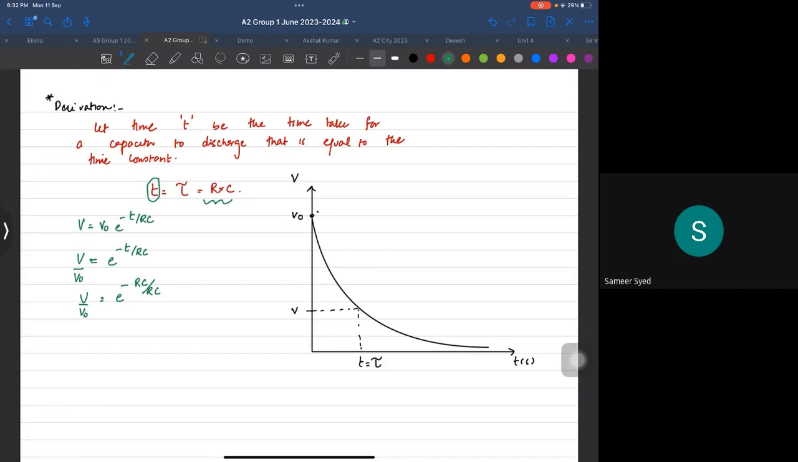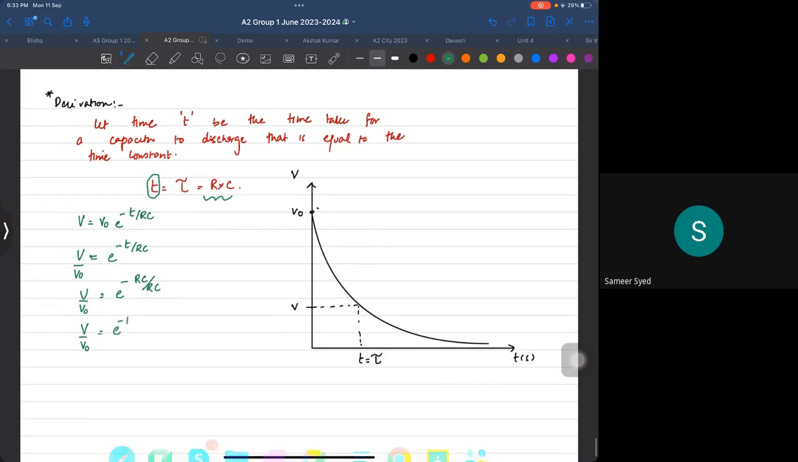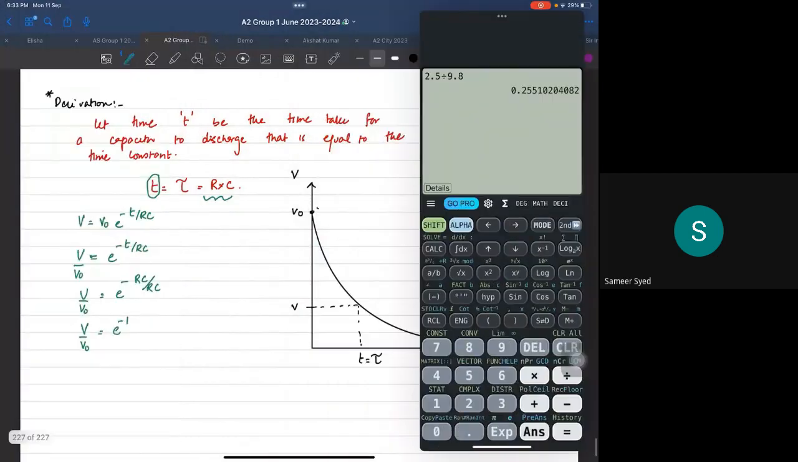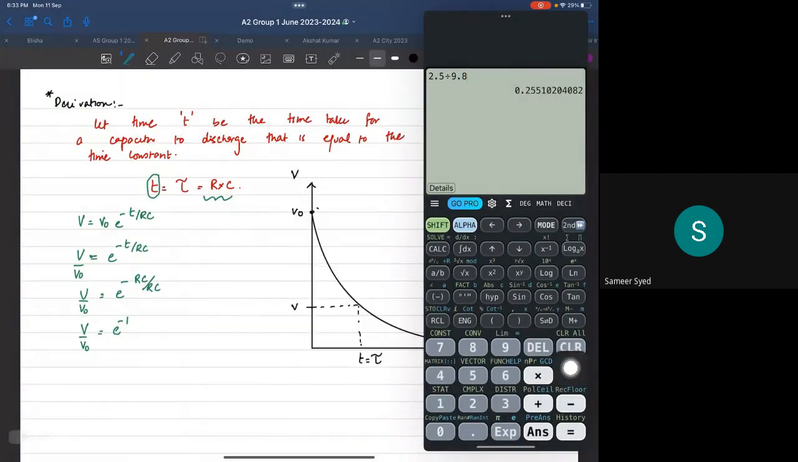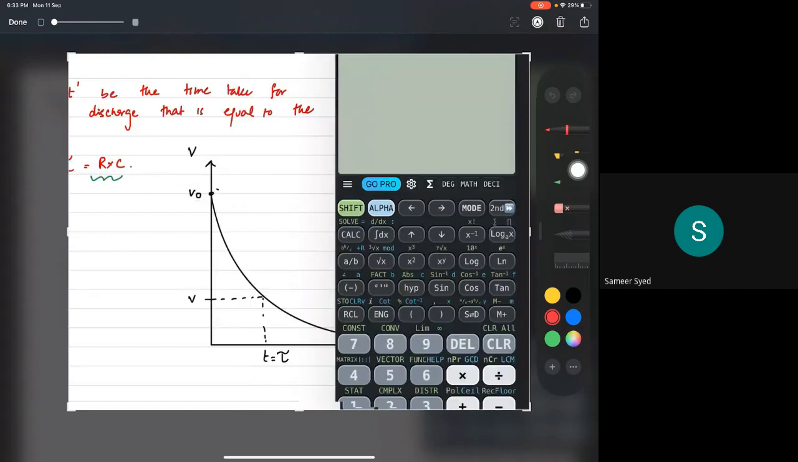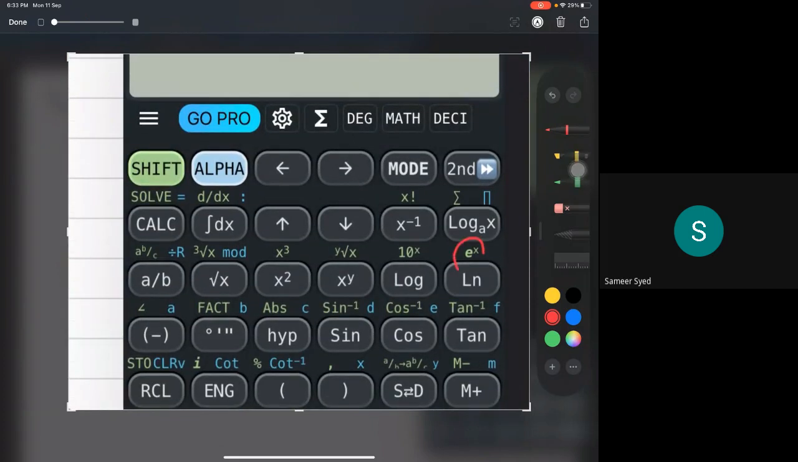Now when RC and RC cancels out, it's going to be E minus 1. Now you can take out the calculator. Your calculator might be a little different from this, but largely they're all the same. In this calculator, you will see there's a function called e^x, as you can see on the screen as well. So your calculator must have this function as well. You're going to press shift and then press E, and it will come out.